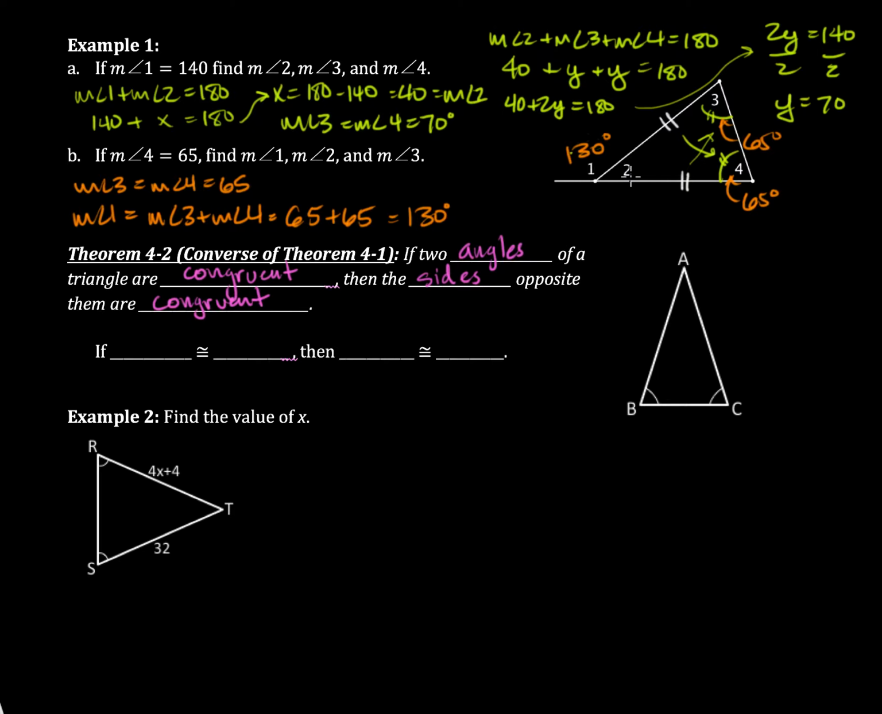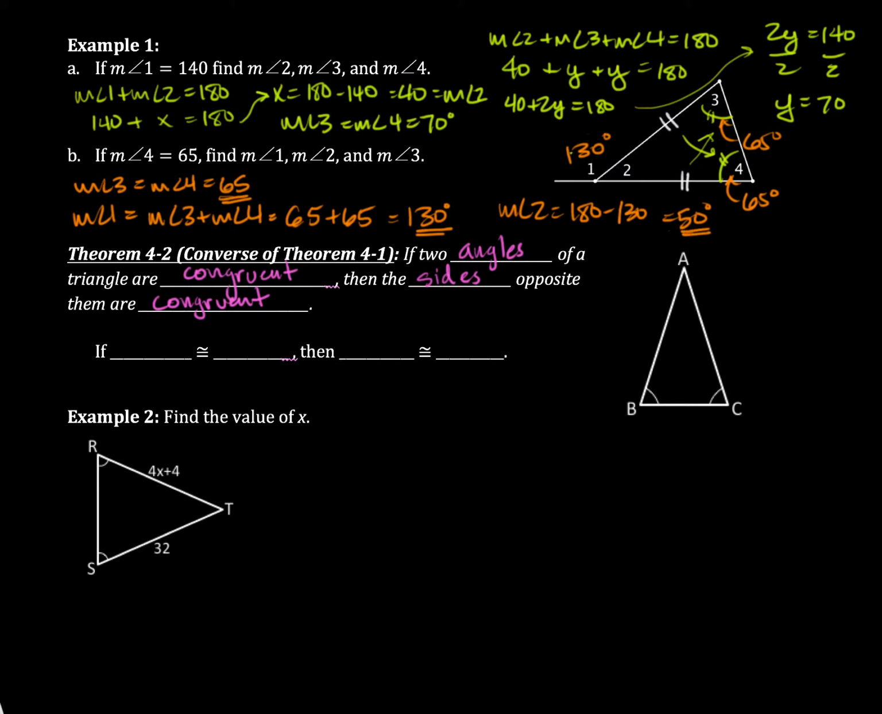And I know that 1 and 2 add up to 180. So the measure of angle 2 would be 180 minus the measure of angle 1, which is 130. So it's going to be 50. So angles 3 and 4 are both 65. Angle 1 is 130, and angle 2 is 50.